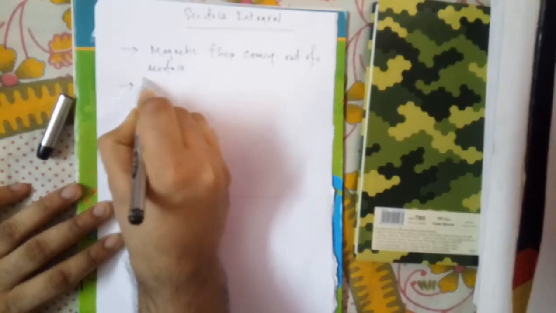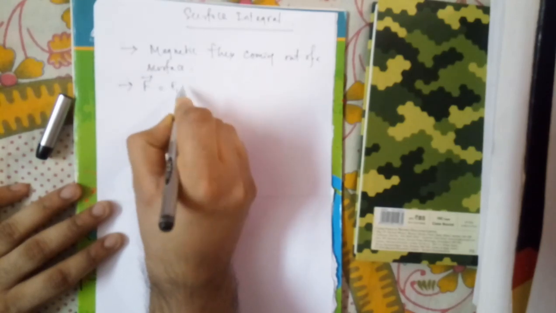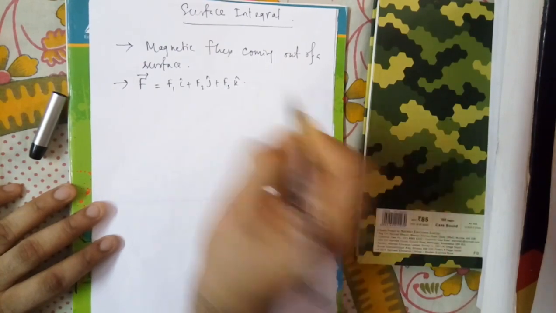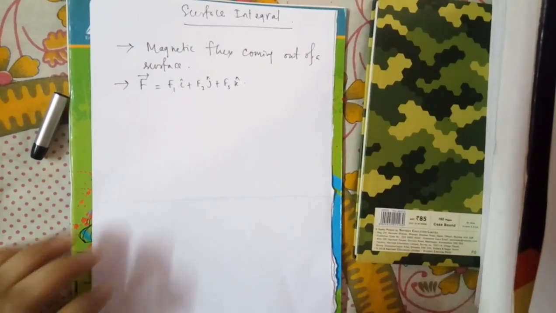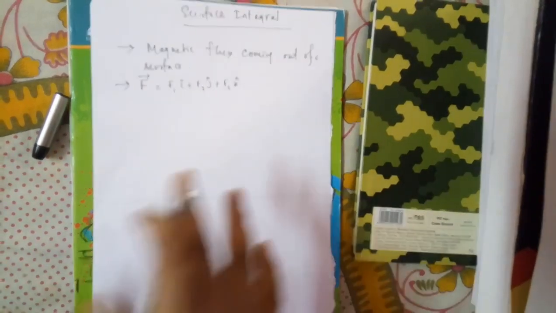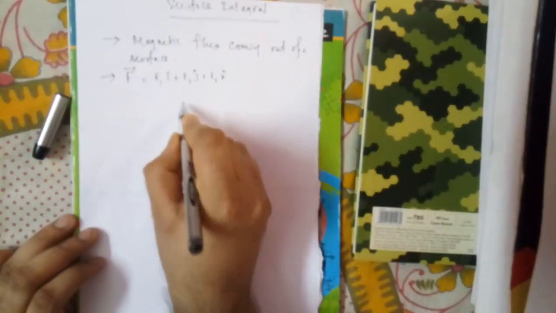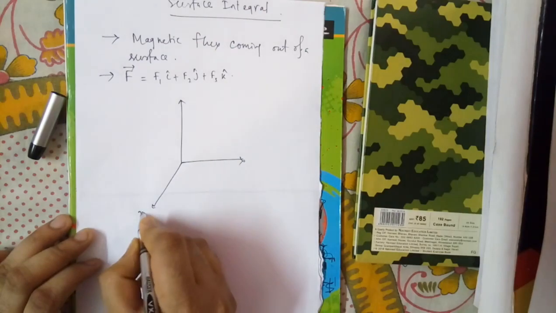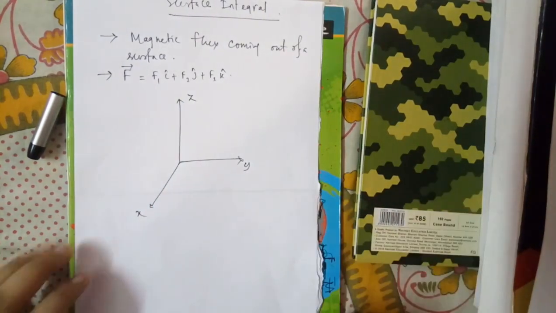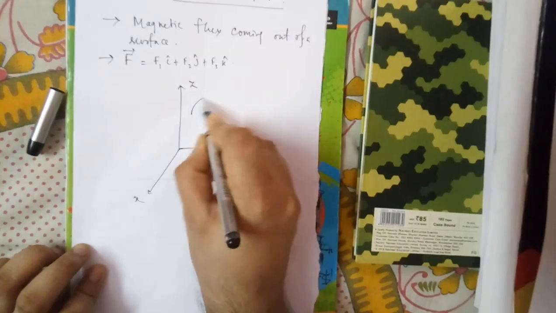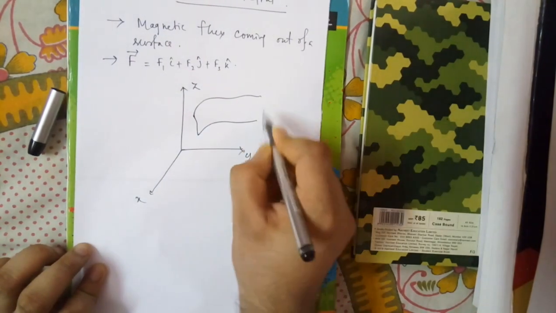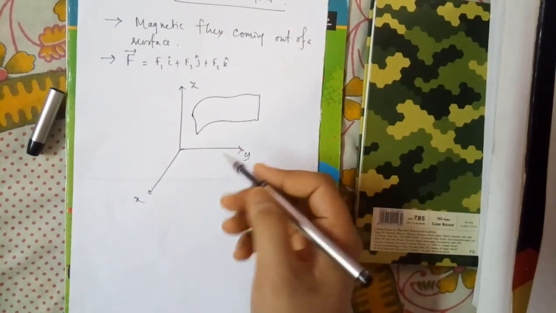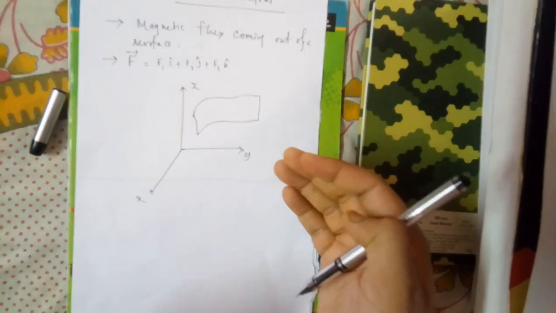Suppose we have a vector point function F equals f1 i cap plus f2 j cap plus f3 k cap, and we want to integrate it over a surface. So let's take the three-dimensional picture. Now suppose we have a surface like this. This is the surface in 3D, and this is not contained in the YZ plane. So try to imagine it in 3D.